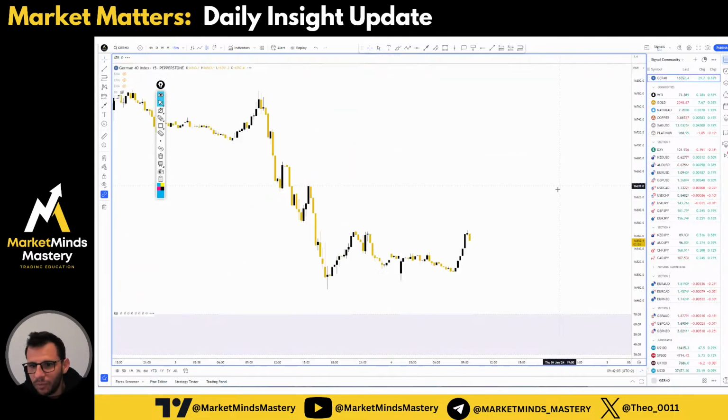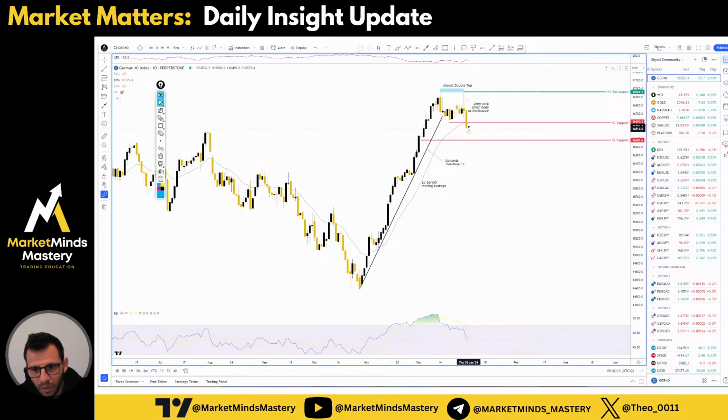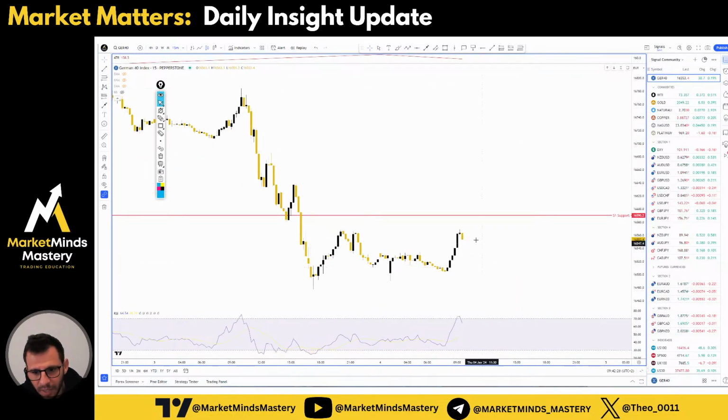Let's check the German 40 for the London Open. It's going to be in 18 minutes from now. Yesterday, the daily chart moved lower, broke below the support. That support here also broke below and closed below the 20-period moving average with this large sellers' candle. On the 15-minute chart, let's say the price now makes this corrective pullback.